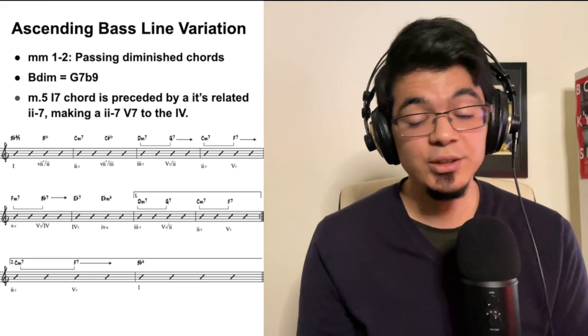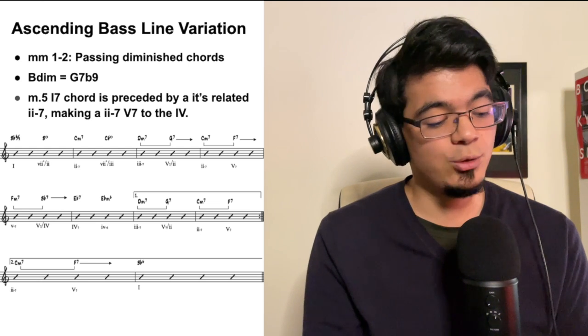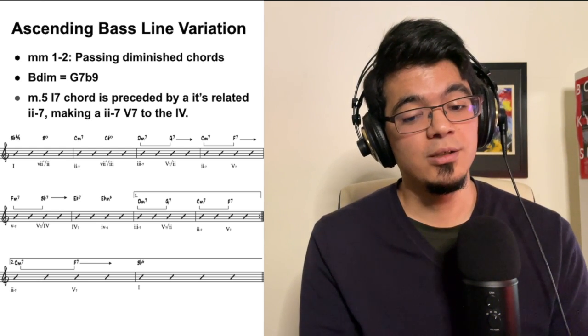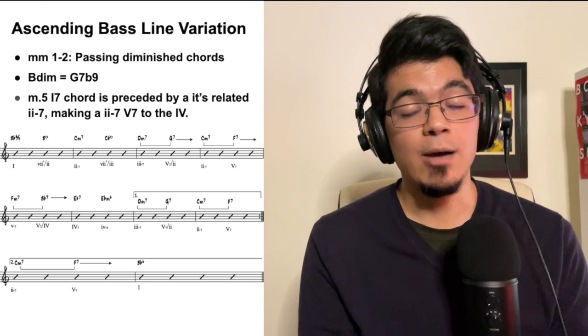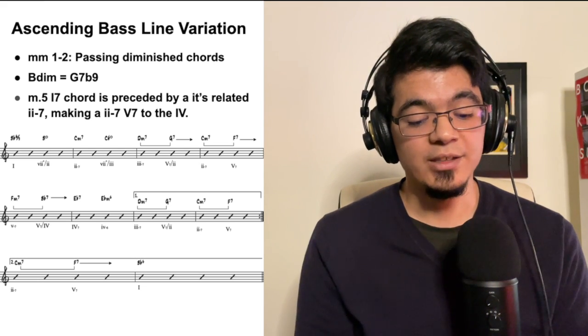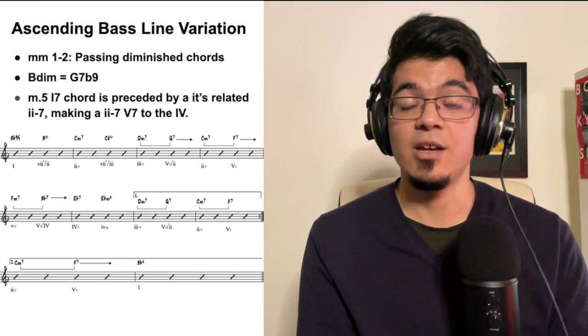Something I'd like to mention about these diminished chords is if you take that first B diminished chord and add the G down below, what you'll notice is that this now looks like a G7 flat 9 chord, meaning that its harmonic function is very similar to that of a G7.